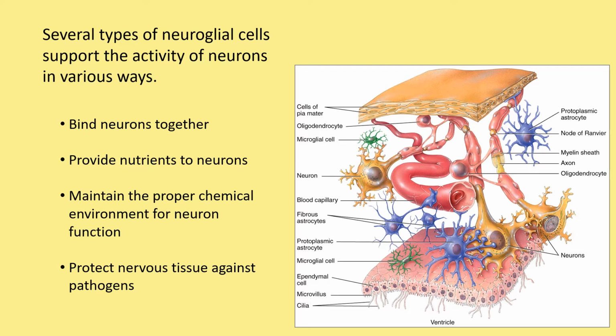And then we can identify the neurons. Neurons are shown in yellow here, and those are the electrically excitable cells. Those are the cells that generate and conduct action potentials. And then there are a variety of other cells in pink, in green, in blue.